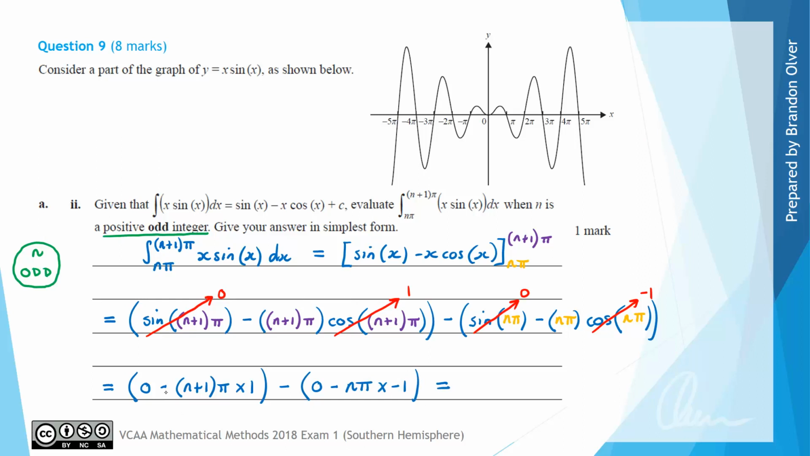Simplifying that down, we get negative (n plus 1) pi times 1, which is just negative (n plus 1) times pi. And then in the second bracket we have 3 negatives contributing to negative n pi. And in simplified form, this can be written as minus 2n pi minus pi. So that is the answer to part 2 of part A.